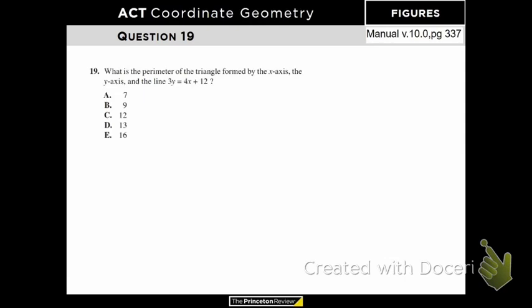And then last one, number 19, what is the perimeter of the triangle formed by the x-axis, the y-axis, and the line 3y equals 4x plus 12? Okay, so I need to draw in these 3 lines, but for this last one, I'm going to go ahead and get this into y equals mx plus b form and divide everything by 3. So y equals 4/3 x plus 4.